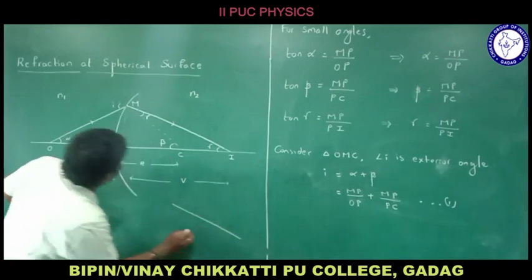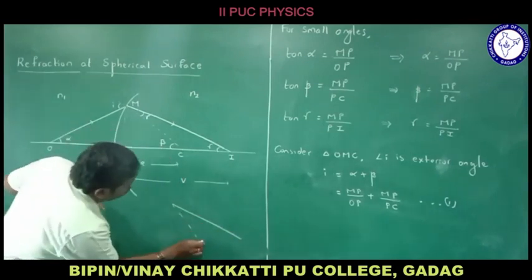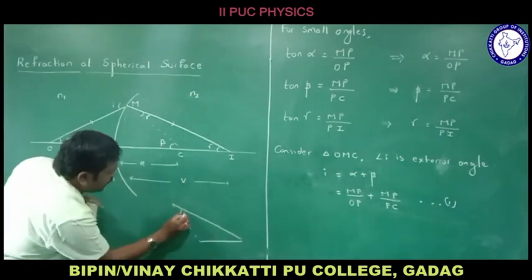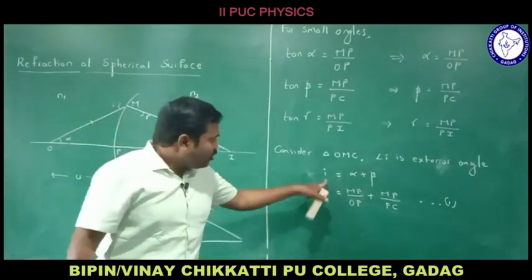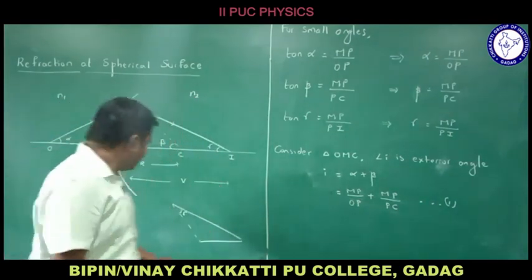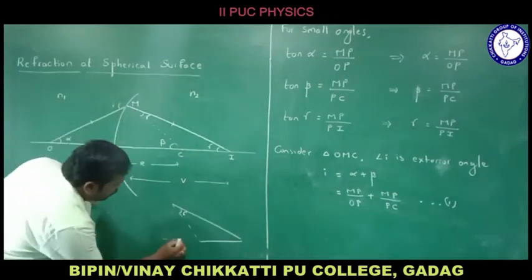I am considering the triangle like this. So this is the triangle which I am considering. This is the angle of refraction which I need now, right? In order to solve Snell's law, I got i. Next I want r, right? So this is r, and let me take it like this.